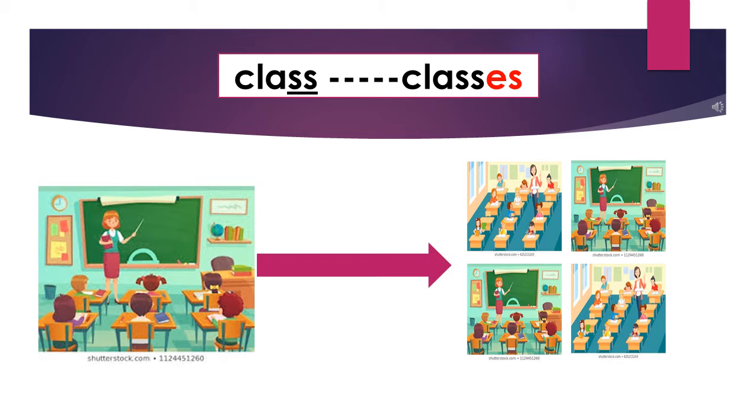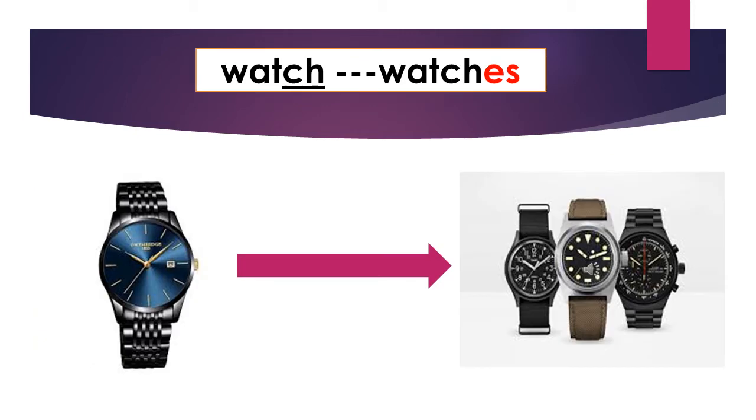One class. So class ends with double s, so 4 classes, 4 classes, so we add es. Next example, watch. So watch ends with ch, so we add es. Watches, so 1 watch, 3 watches.